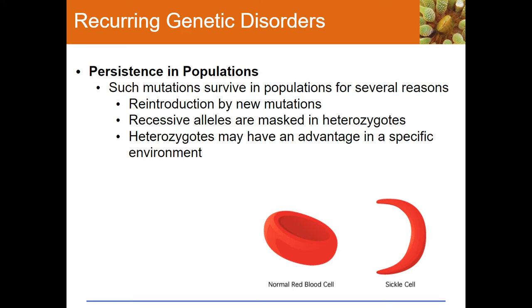Heterozygotes may have an advantage in a specific environment, such as sickle cell trait. Even though it causes some complications for the individual, it also grants them more resistance to malaria. So again, that's why it's persisting in certain countries or continents rather than just weeding itself out.